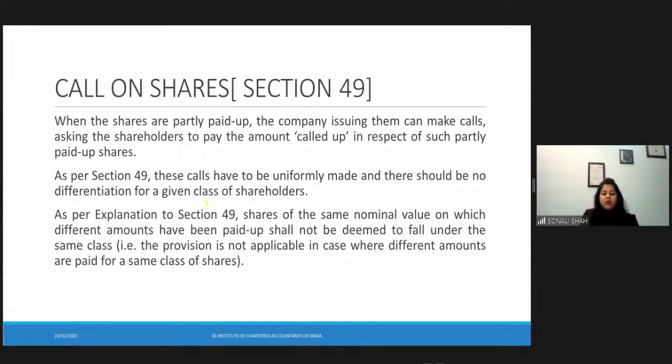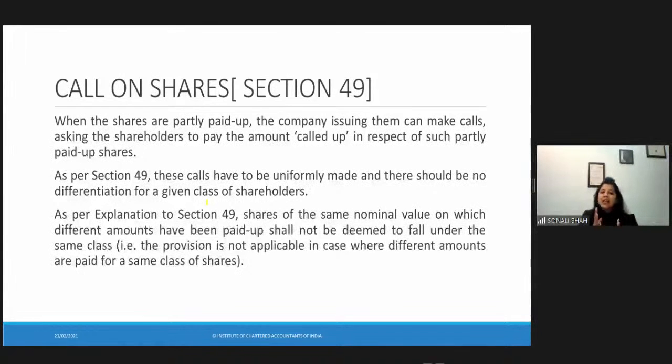Okay. Now, coming to the next concept, the call on shares. What is this call on shares? Generally, when an application for allotment of shares is made, a certain amount is paid, which is the application money. Let's say each share is worth rupees 10. The applicant might have paid only 5 rupees towards that share. So rupees 5 still remains balance. The price of the shares that remains unpaid is called for by the company. So the company will issue a notice and make a call for the payment of the balance amount. This is called the call on shares.